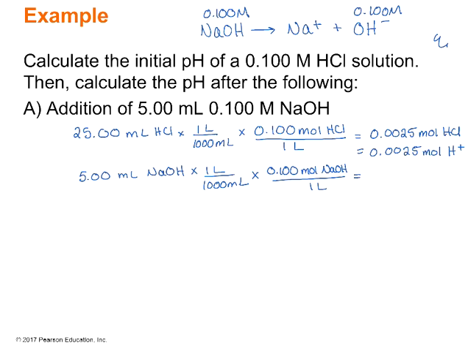And again, if you want to pause the video at any point and do this calculation on your own, you can. So we should get a value of 0.0005 moles of NaOH. And remember, that will equal the moles of hydroxide ions.